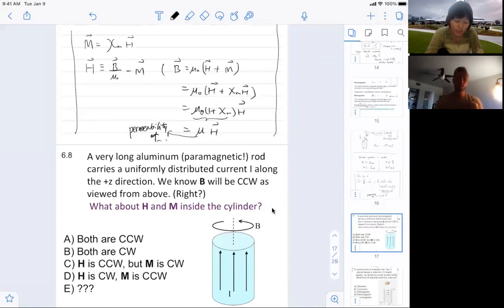Okay, so it's asking about the direction of H and M. Can anybody tell us how do we decide the direction of those? So what about the direction of M? In which way do you think M is going to be? Same direction as H. So let me ask them, what direction is H? Did you figure out H first or did you figure out M first?